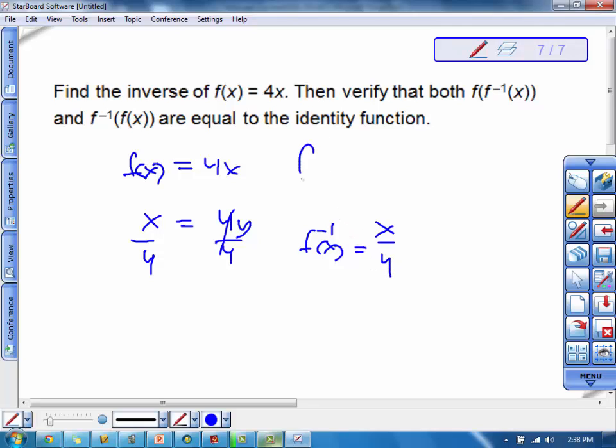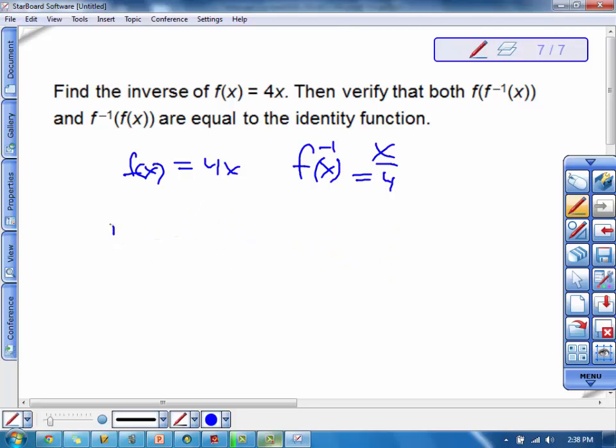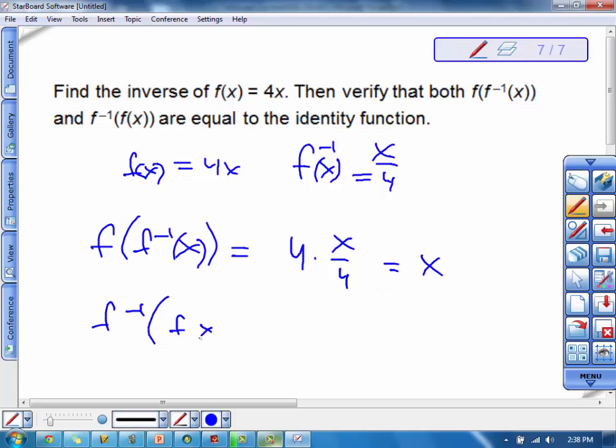Now, this function right here, you can tell that they're inverses of each other if you do the composition. So f of f inverse gives you, take this function, stick it in, you get 4 times x over 4, which gives you x. And also f inverse of f gives you, I'm going to take f of x and stick it into this function, so it'll be 4x over 4, which gives me x. So this tells me that they are inverses of each other.